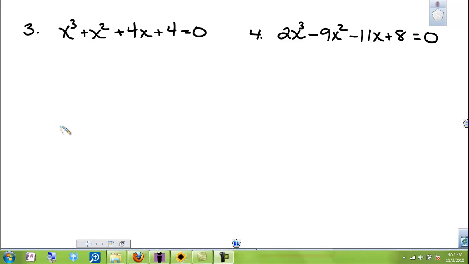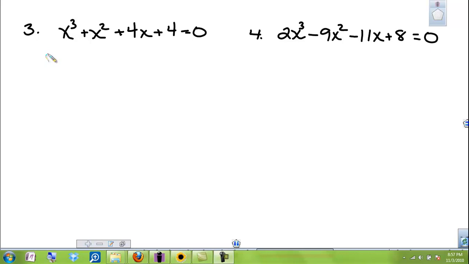Hi, in this video I'm going to conclude questions 3 through 5 from your homework, and that was using the rational root theorem. Again, I'm going to compile a list of possible zeros by taking the factors of the constant over the factors of the leading coefficient. And since this is 1, I really don't have to take the factors of the leading coefficient because anything divided by 1 is itself.